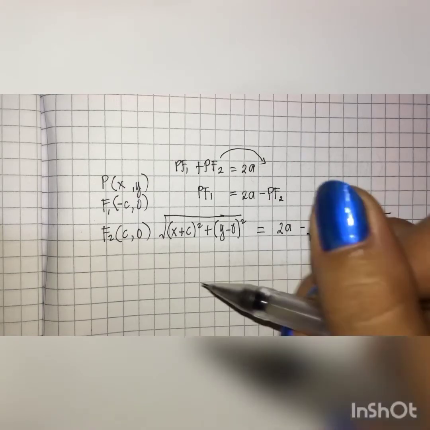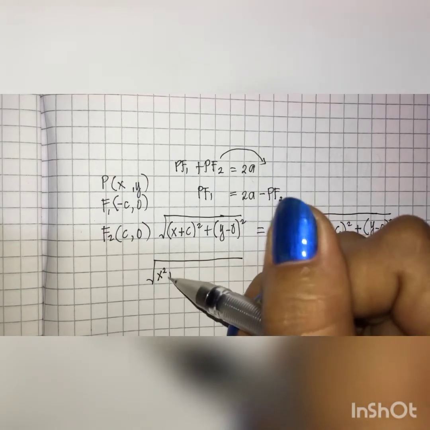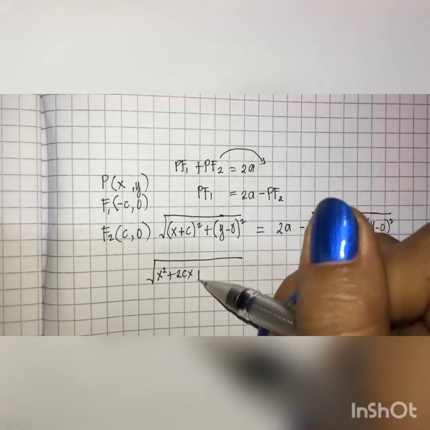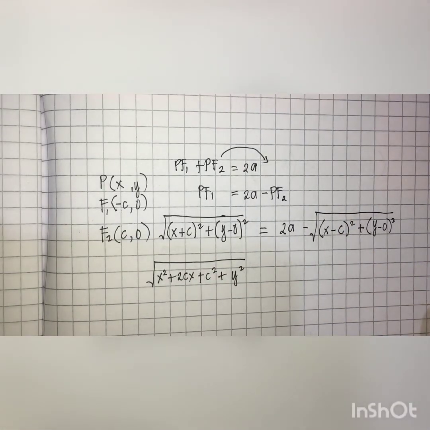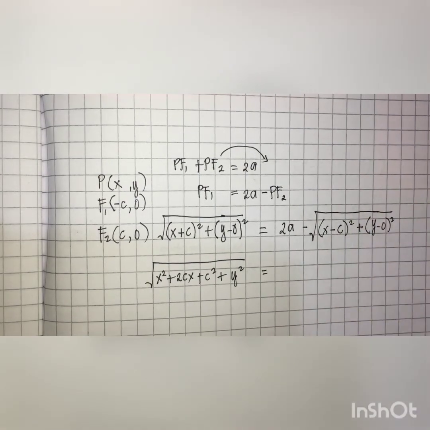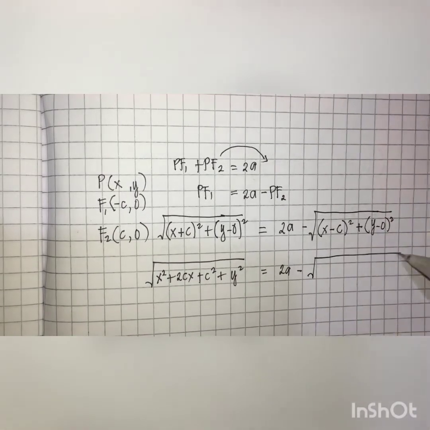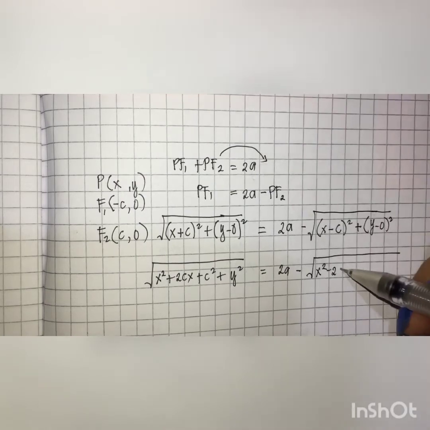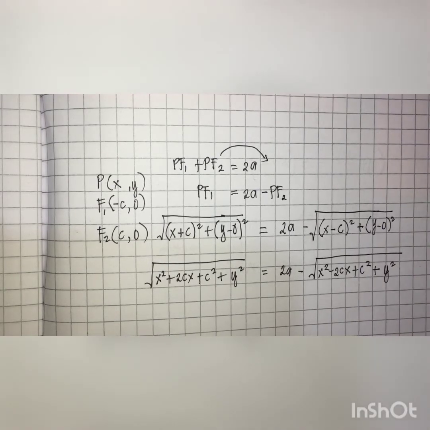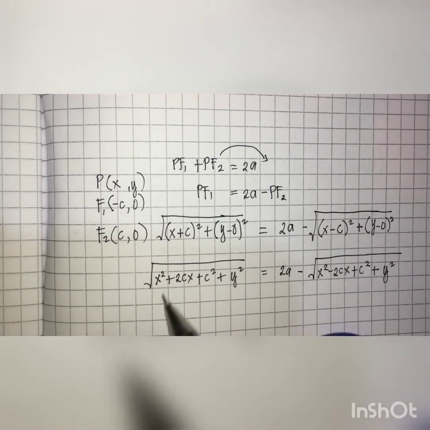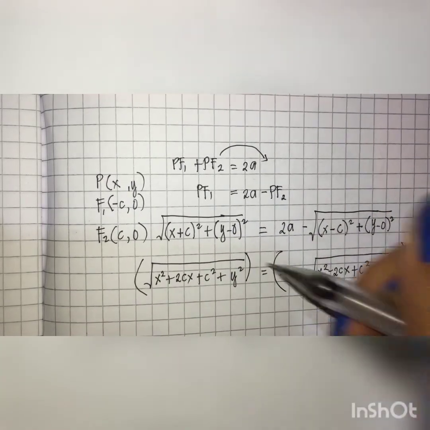To evaluate, we have x squared plus 2cx plus c squared plus y squared, which is equal to 2a minus the square root of x squared minus 2cx plus c squared plus y squared. To get rid of the radical sign, let us square both sides.